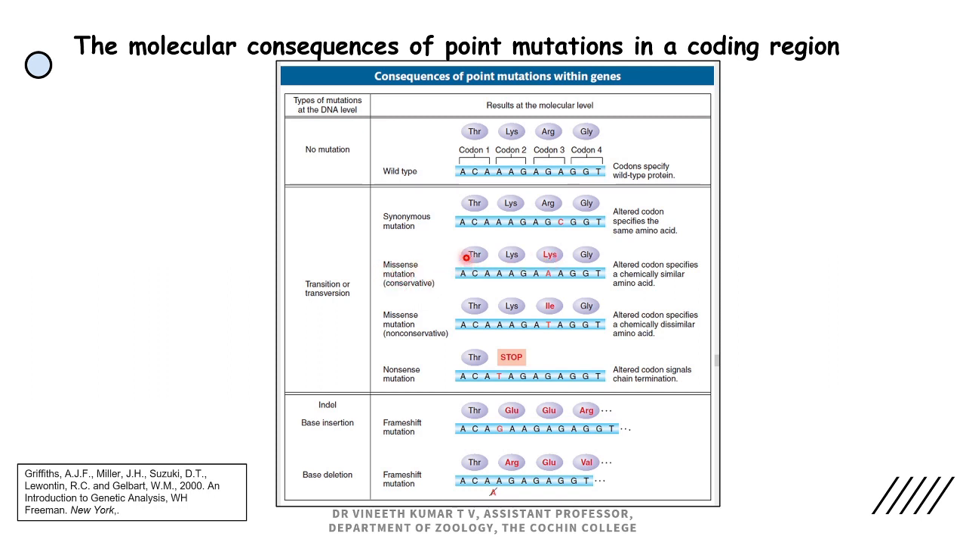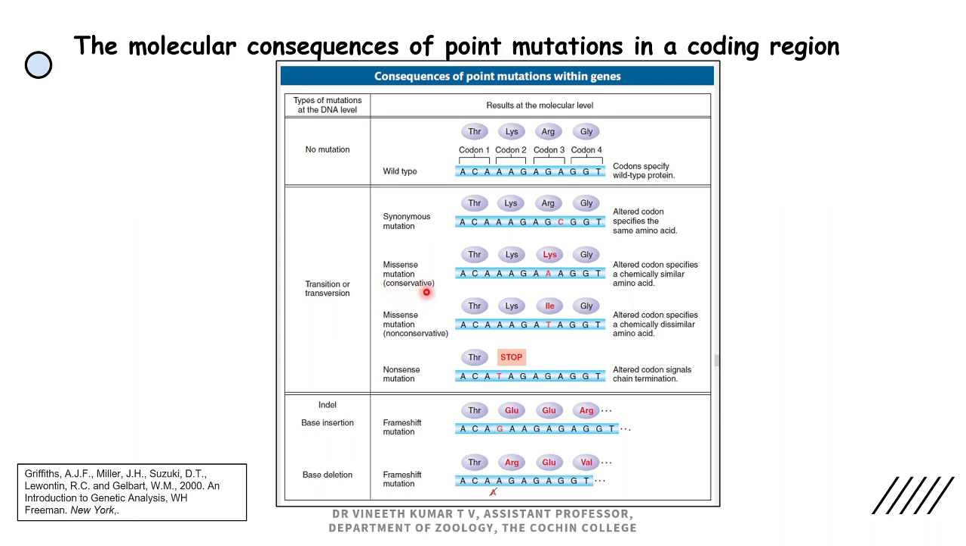Missense means the sense of the protein is lost. Here, the sense of the protein is conserved, the same protein, which is why it is called synonymous. Missense means that you are getting an altered protein, so the sense is lost. That is why it is called missense. And even though it is a missense mutation, it is called conservative.